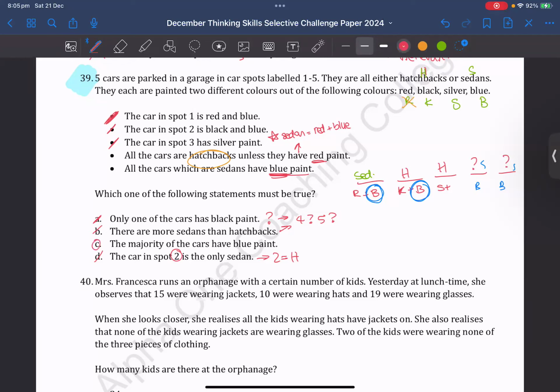Okay, which is why C is the best answer. And for our last question here, question 40.